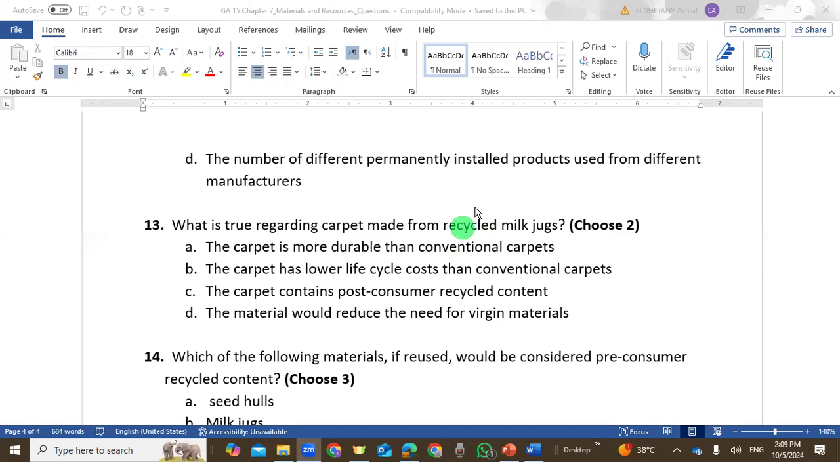This is post-consumer. This is first. The carpet is more durable. No. The carpet has lower life cycle cost. I believe yes, it can be, but let's read the others. The carpet contains post-consumer material. That's correct, of course, 100%. The material would reduce the need for virgin material. That is the most important. So C and D. When I recycle, what is the main reason why? To reduce the load on new material. That's why I recycle. So C and D.